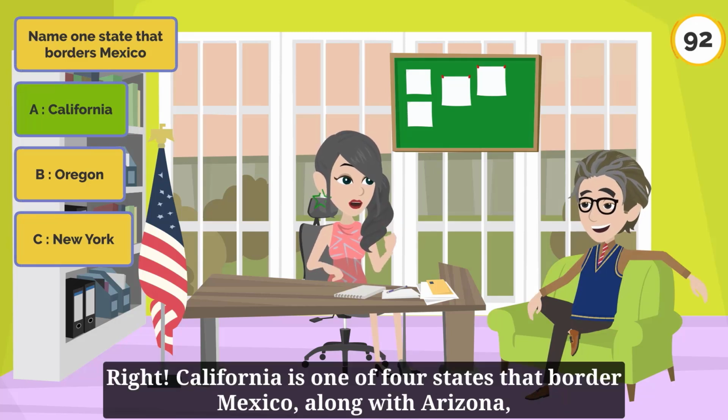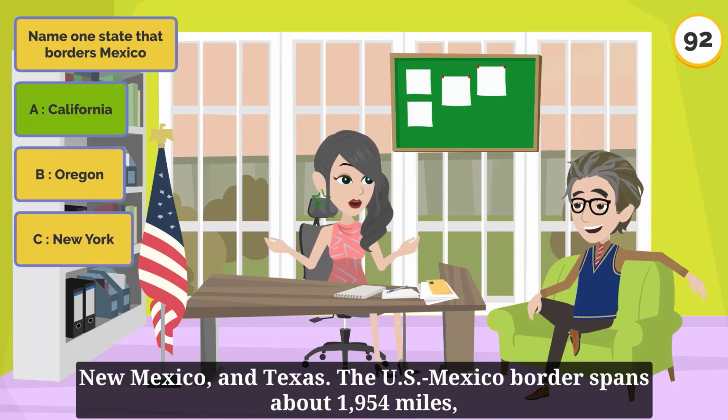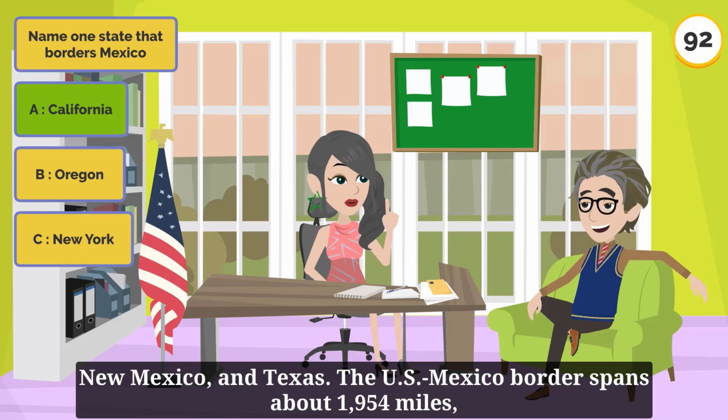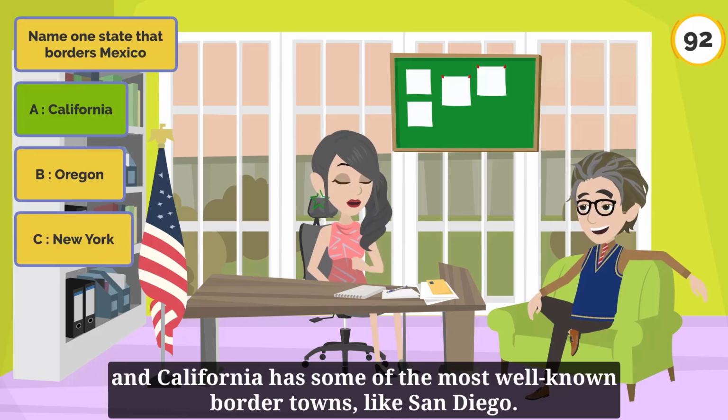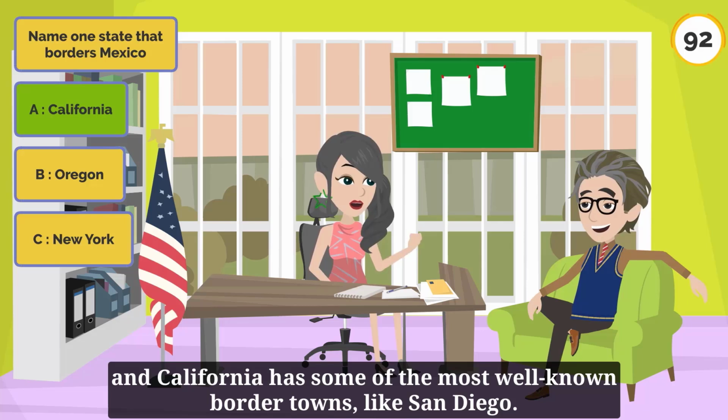Right. California is one of 4 states that border Mexico, along with Arizona, New Mexico, and Texas. The U.S.-Mexico border spans about 1,954 miles, and California has some of the most well-known border towns, like San Diego.